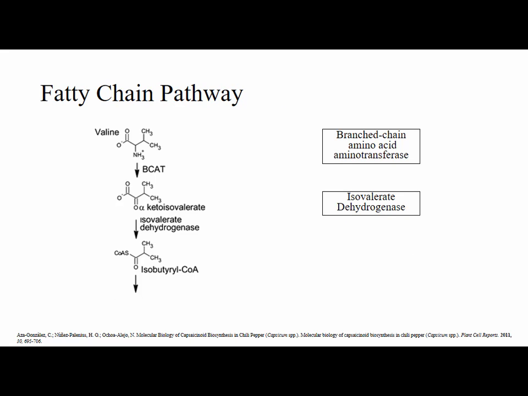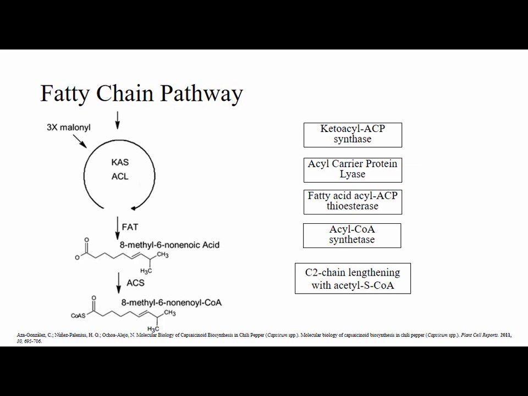This starts off with our valine, putting it through a branched-chain amino acid transferase, giving this structure here, and then that goes through an isovalerate dehydrogenase, giving our isobutyryl-CoA. From there, it gets pretty tricky, and it does actually go through the malonyl ring 3 times, and within there, it experiences a ketoacyl ACP synthase and acyl carrier protein lyase as well. This process right here actually is what determines the fatty acid length on the different capsaicinoids.